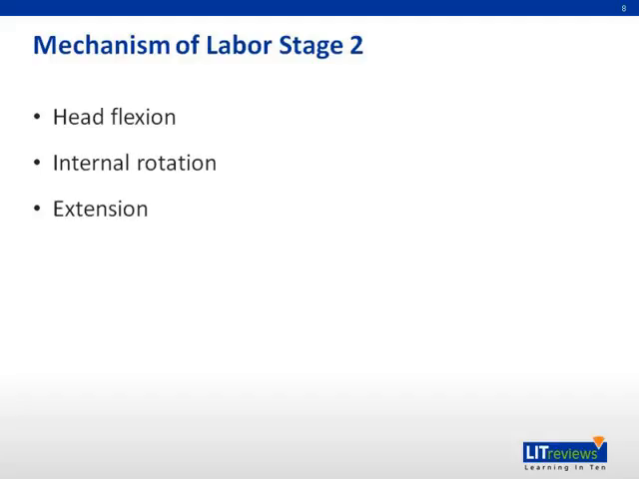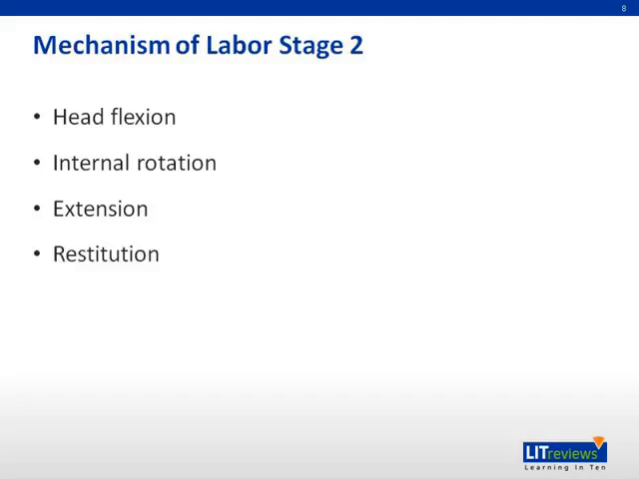Extension. This happens as the head descends to distend the pelvic floor and the vulva, followed by a phenomenon known as crowning. Crowning is when there is maximal distension of the perineum and introitus that accompanies the final expulsion of the fetal head.